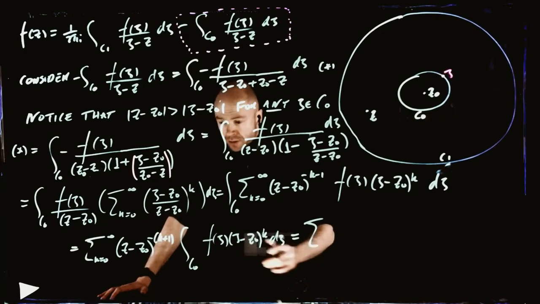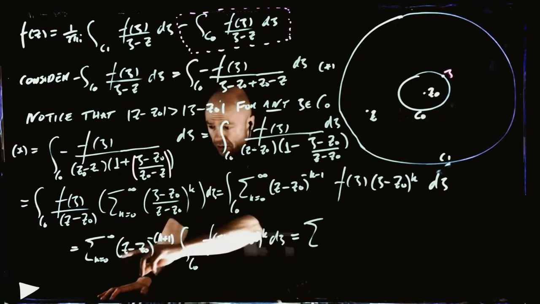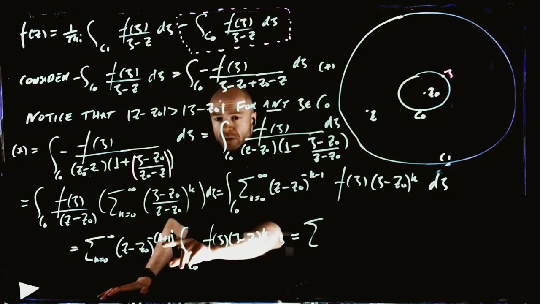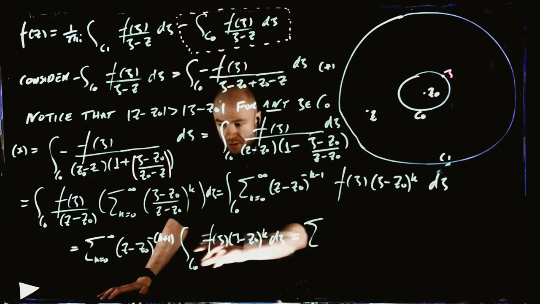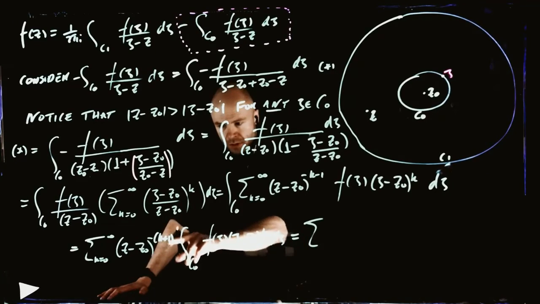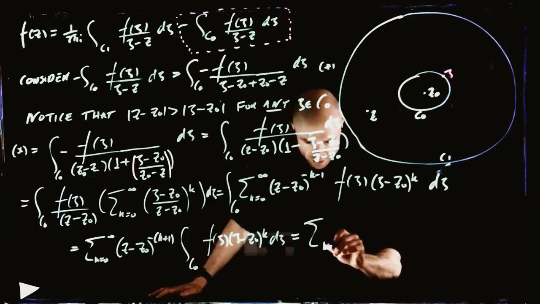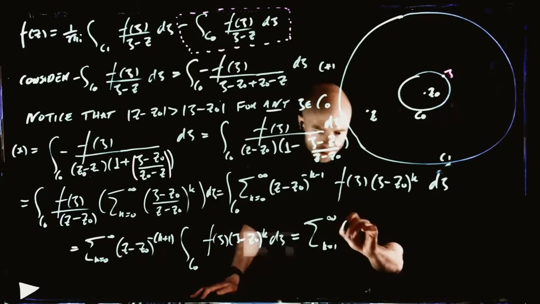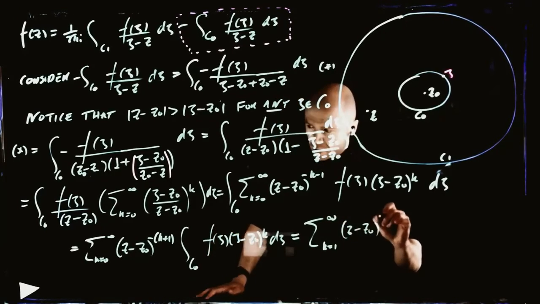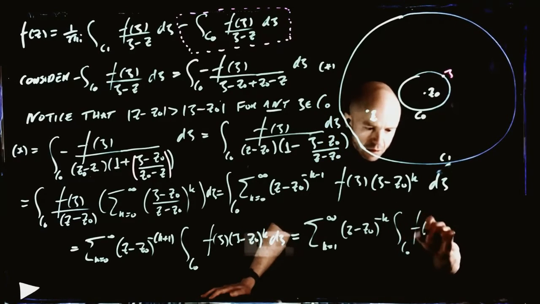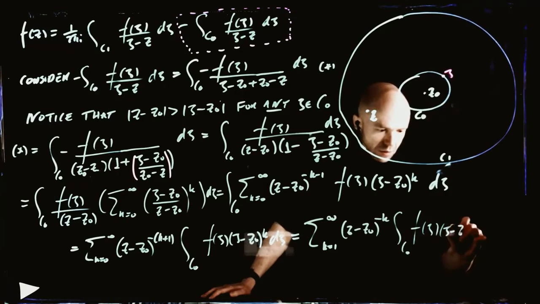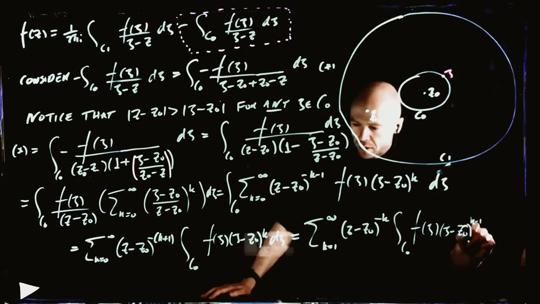So if instead of starting with k equals 0, so the first term here is 1, we start with k equals 1, then this guy here would have to be k minus 1, because for the first time we're going to get 0, and this thing would be k. So I claim that this is the same as the sum from k equals 1 to infinity of z minus z0 to the minus k, and then this integral to the k minus 1, just like this.